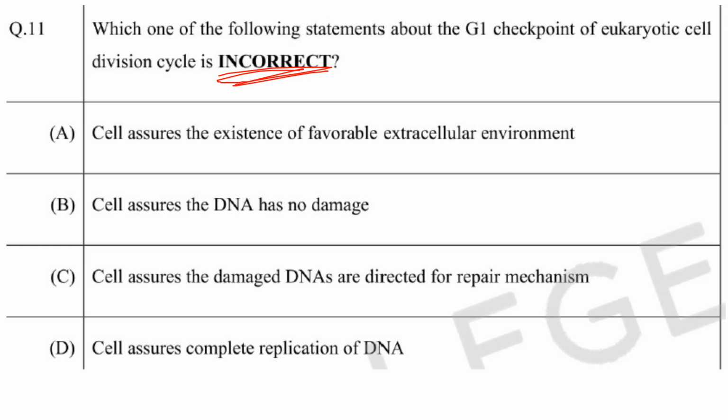Cell assures complete replication of DNA. No. Complete replication of DNA occurs during the S phase, not at the G1 phase. So G1 checkpoint has nothing to do with replication. The G2 checkpoint is the one that verifies DNA replication and repair mechanism after DNA replication. So answer here is option D.